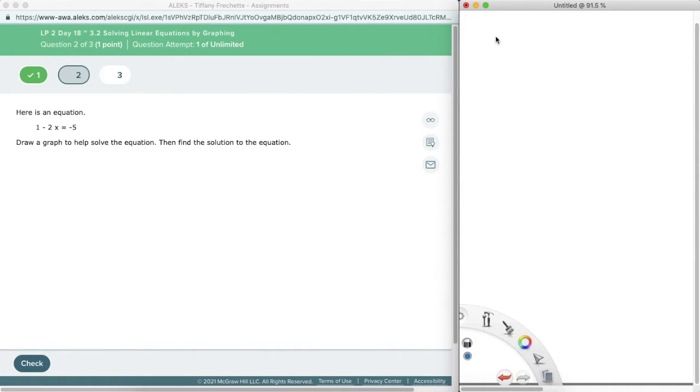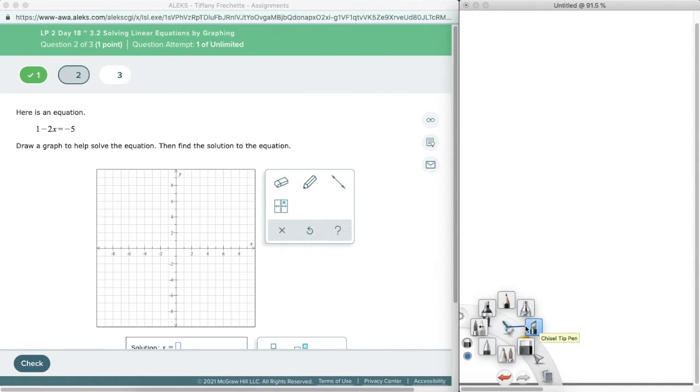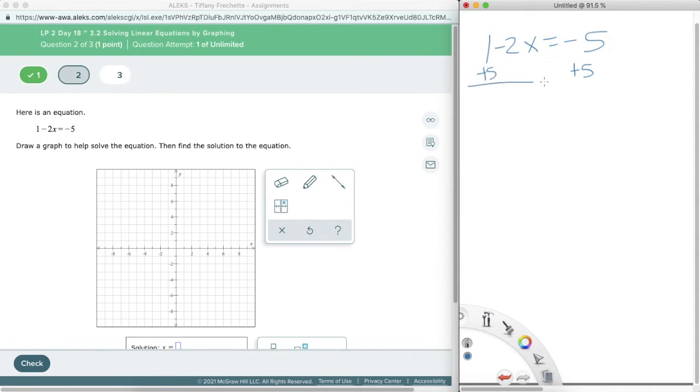And so we're going to do something very similar on this next one here. So we have 1 minus 2x equals negative 5. Same thing, I'm going to make this equal 0. So 1 plus 5 is 6, minus 2x equals 0, because negative 5 plus 5 cancels out. Remember, this is the same thing as y.